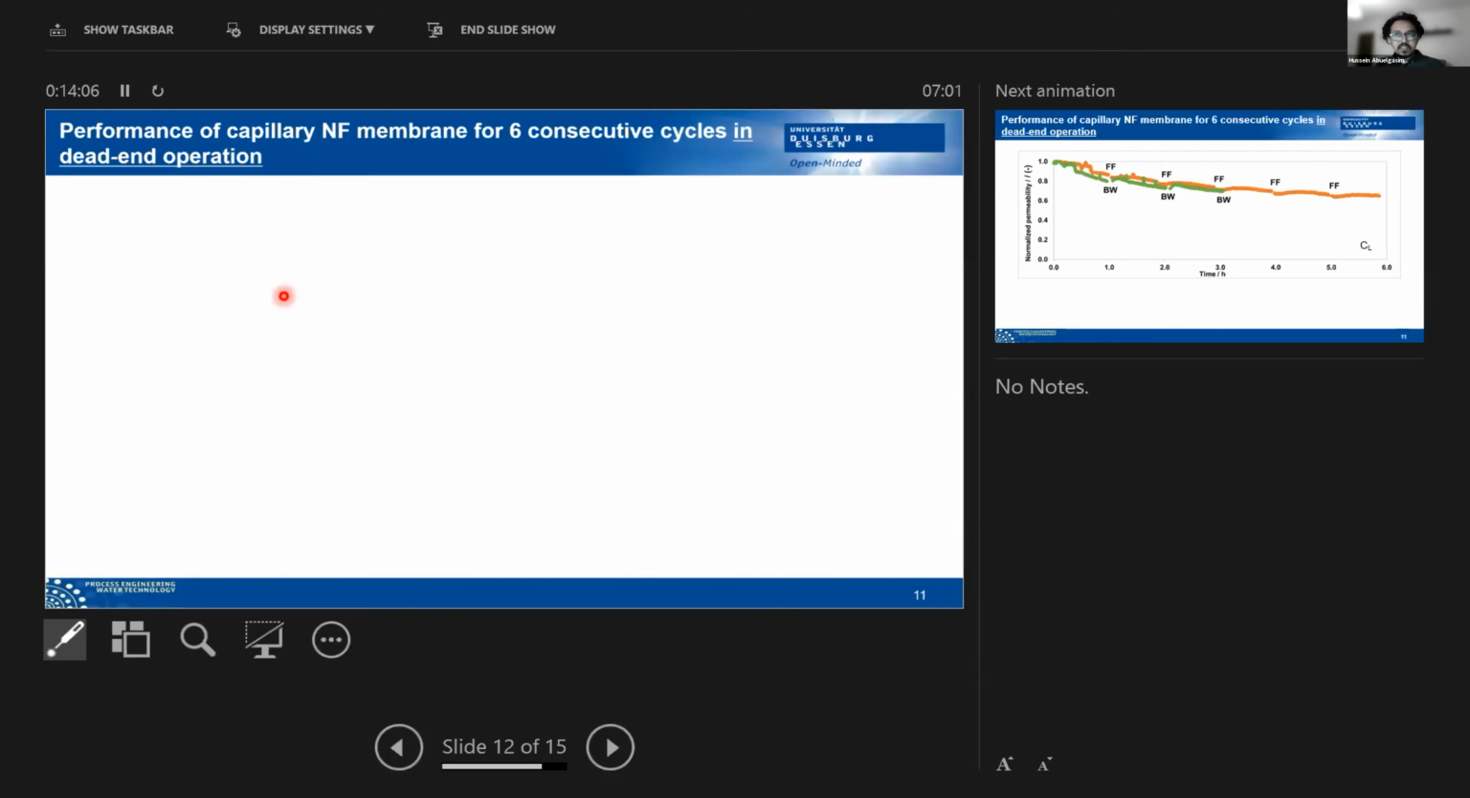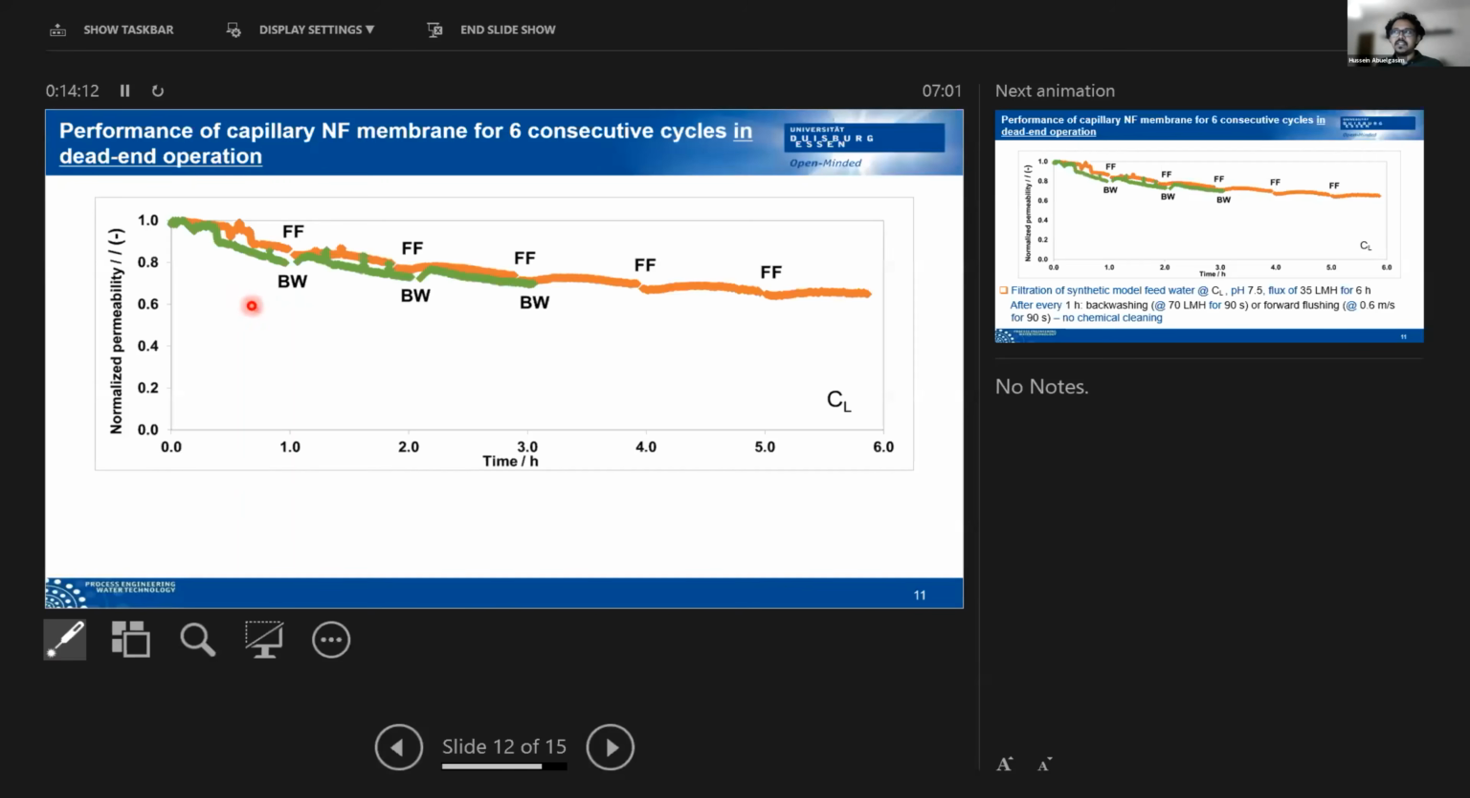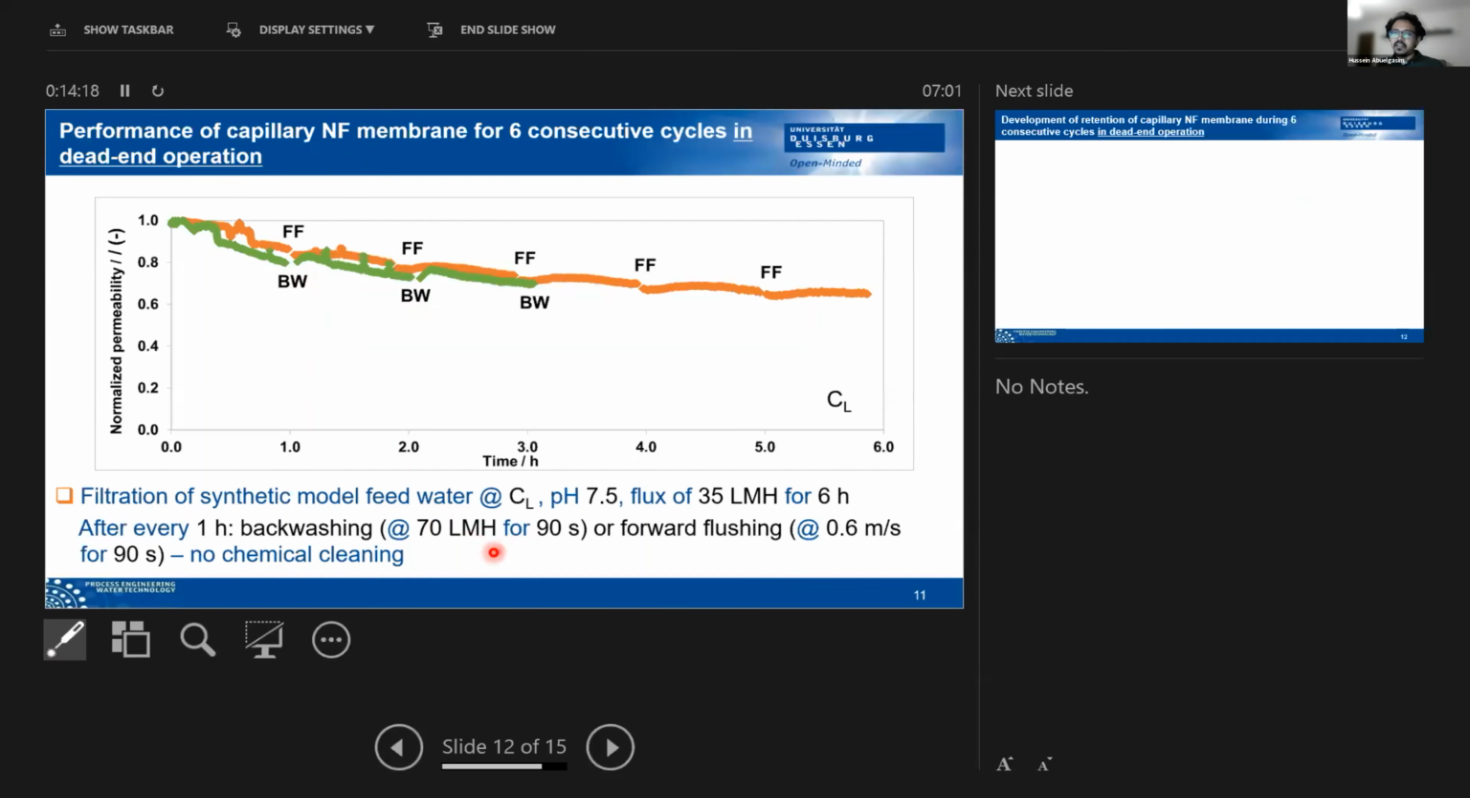Also, we wanted to test whether it is possible for these capillary nanofiltration membranes to run in a dead-end mode. That's why we ran 6 consecutive cycles, in which after each hour we apply either backwashing at 70 LMH under the same conditions as before, or we forward flush at 0.6 meters per second. Here in this case, as I said, it's dead-end mode, so we run it at a flux of 35 LMH.